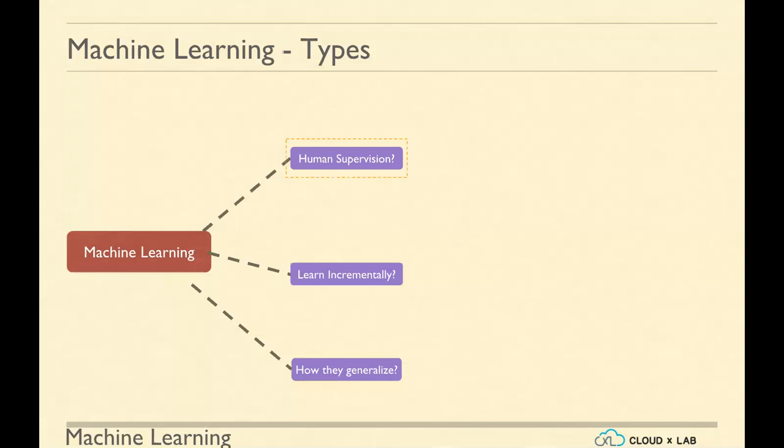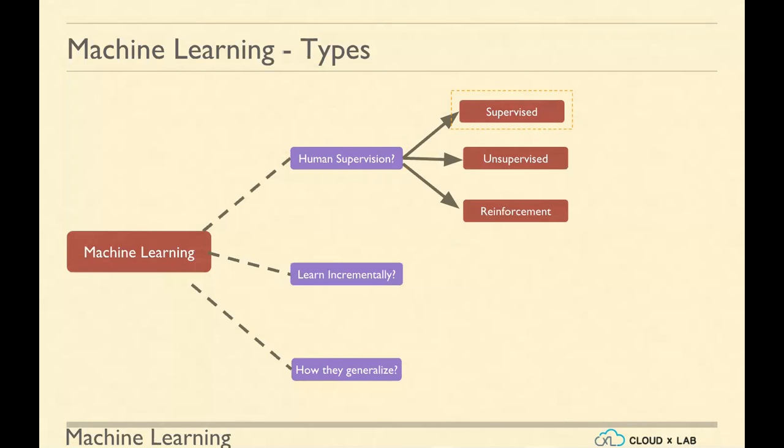Okay, let's take a look at the human supervision. Based on the human supervision, we have supervised, unsupervised, and reinforcement. And of course, there is semi-supervised, that's between supervised and unsupervised.